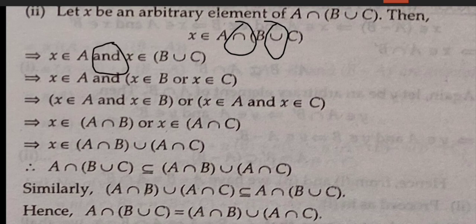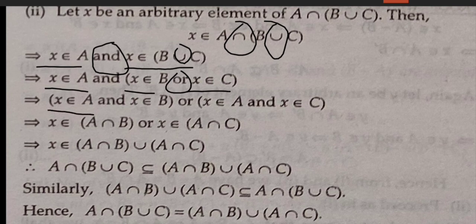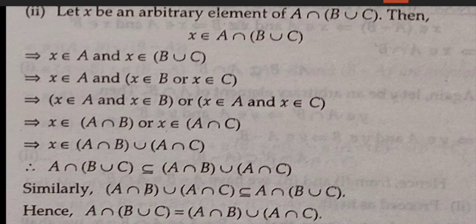For intersection we take "and": X belongs to A and X belongs to B union C as it is. Now X belongs to A as it is, and for union we take "or": X belongs to B or X belongs to C. Therefore X belongs to A and X belongs to B, or as it is. Now consider these two: X belongs to A and X belongs to B, or as it is X belongs to A and X belongs to C, right?